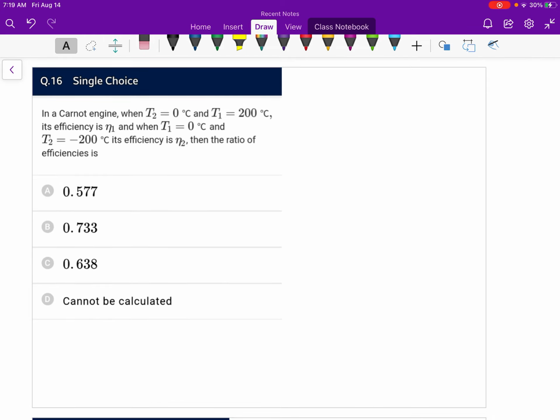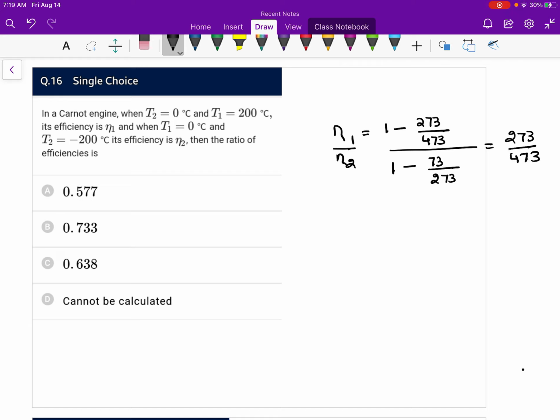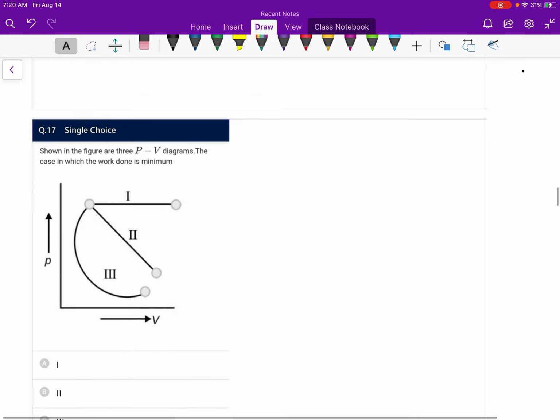If a Carnot engine is this, the efficiency is this, then the ratio of efficiency. So eta 1 is 1 minus Tc, which is 273, upon Th, which is 473, and eta 2 is 1 minus Tc, which is 273 minus 200, so 73, upon Th, which is 273. So this is 273 upon 473. Guys, this ratio 273 upon 473 is greater than 0.5 and lesser than 0.6. So the only option available is A, 0.577.